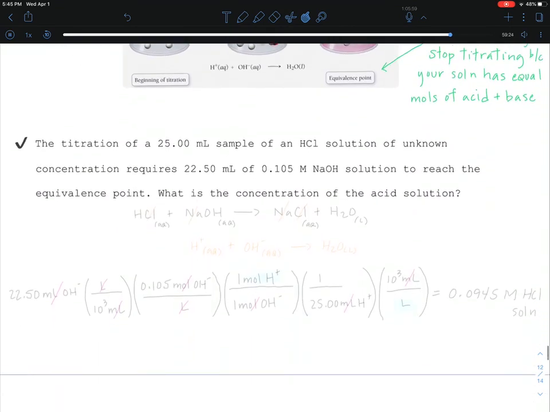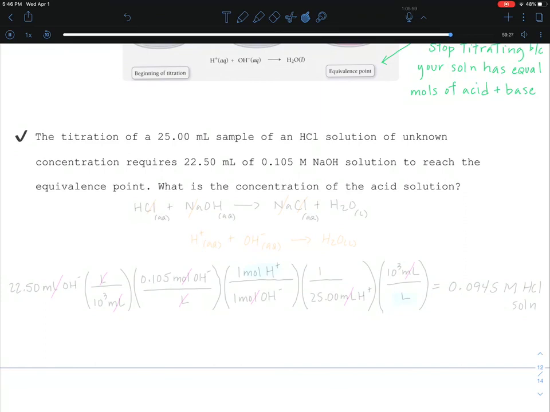We got a problem that says the titration of a 25.00 milliliter sample of a hydrochloric acid solution is of unknown concentration. So you don't know what the concentration of your acid sample is, but you know the volume.